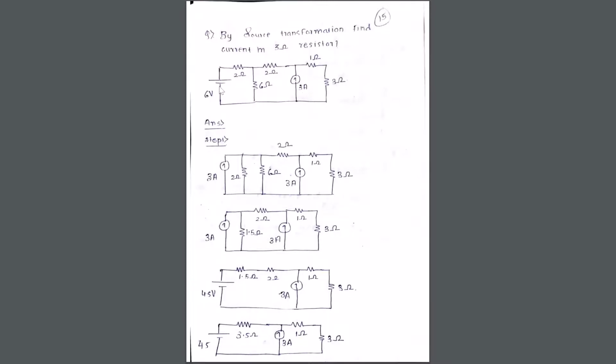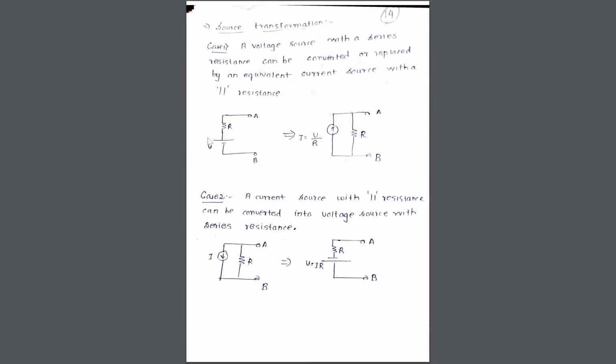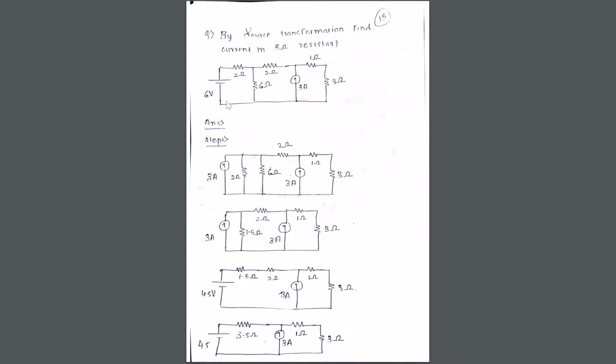So if you see, a voltage source is in series with a resistance. So what is its equivalent transformation? It's going to have a current source in parallel with a resistance, right? When a voltage source is in series with a resistance, the equivalent transformation is a current source in parallel with the resistance. So you will have a current source coming here.